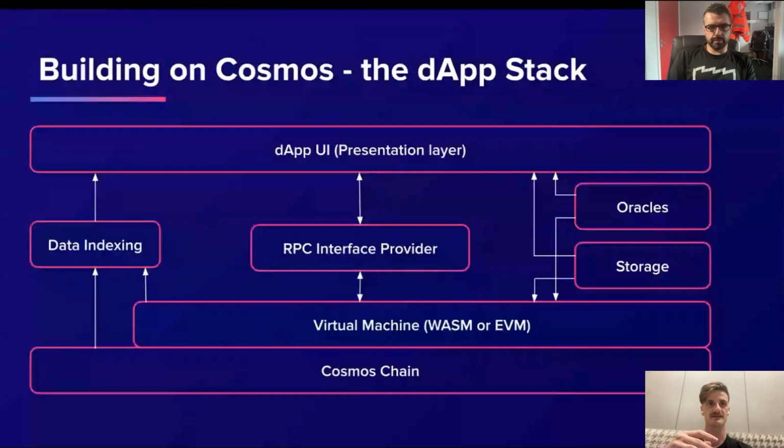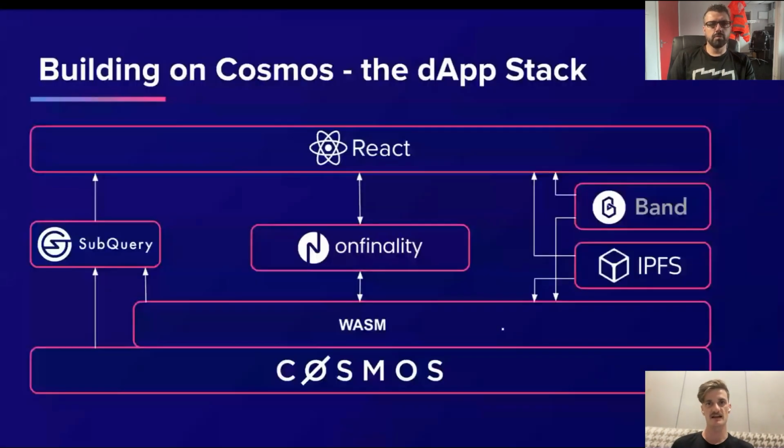So let's say this app is an NFT marketplace. So you query NFTs, or you initiate transactions around those NFTs through an RPC interface. Your UI on the top might be built in React, and that's a visual layer that your users see and access all the time. You might have some off-chain storage through IPFS, for example, some oracles, but the data indexing piece on the left-hand side, that's where SubQuery comes into it, okay?